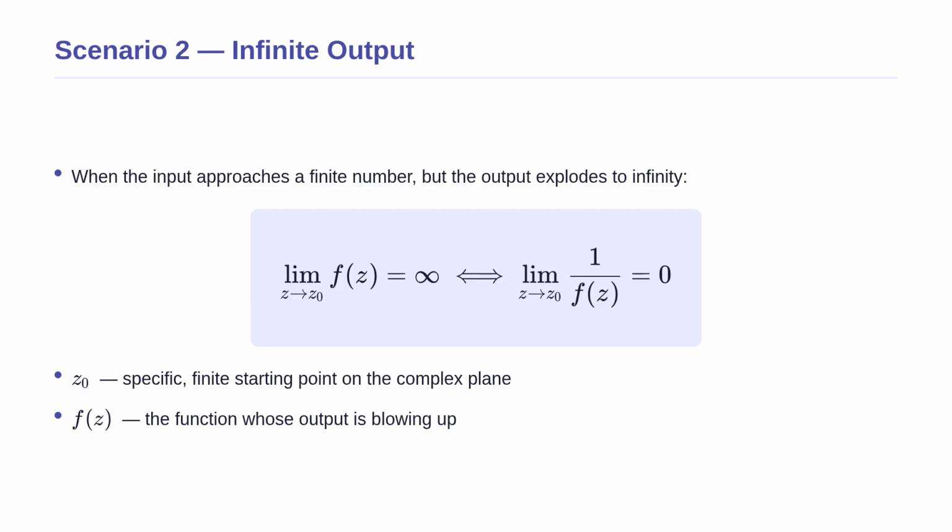This brings us to the second scenario, which is the exact opposite of the first. The input approaches a normal, finite number, but the output explodes to infinity. Here, z0 is a specific, finite starting point on our complex plane. The formula states that if a function's output blows up to infinity at a certain point, then the reciprocal of that function, which is 1 divided by the function, must shrink to exactly 0 at that same point.